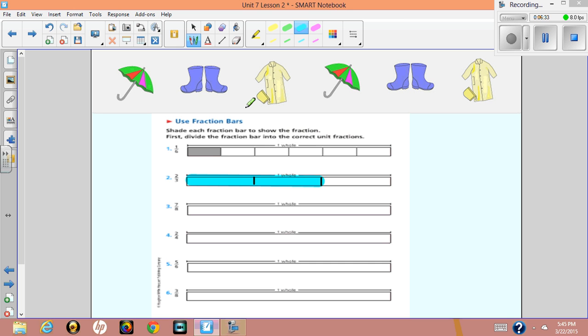Remember, the denominator, the lower number, identifies the equal number of parts, and the top identifies what number is highlighted. So 7/8 would be 7 of the 8 parts.